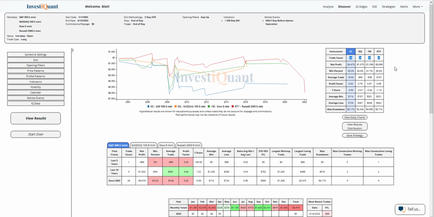Win rates on these are a little mixed, with the S&P and NASDAQ being a little weaker. So S&P, 39% of these have closed above the open for the day. For the NASDAQ, just 33%. The Dow, 52%. The Russell, 48%.